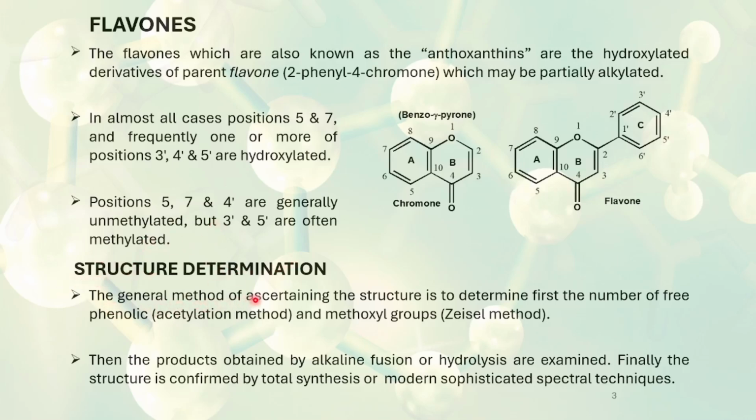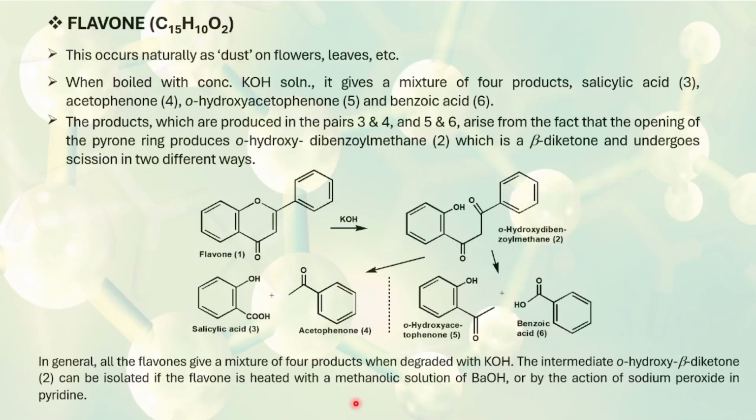The general method of ascertaining the structure is to first determine the number of free phenolic groups by the acetylation method, and methoxyl groups by the Zeisel method. Then the products obtained by alkaline fusion or hydrolysis are examined. Finally, the structure is confirmed by total synthesis or modern sophisticated spectral techniques.